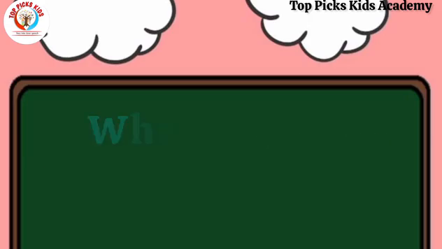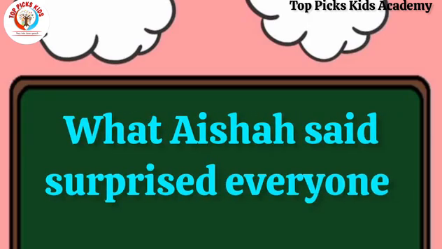Another example in noun clause. What Aisha said surprised everyone. Here, what Aisha said is the subject of the verb surprised because it is what she said that actually surprised everyone. Now, if you could remember, we have done subject of the sentence.